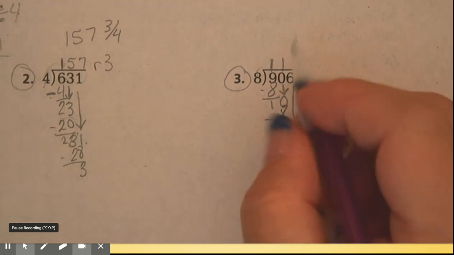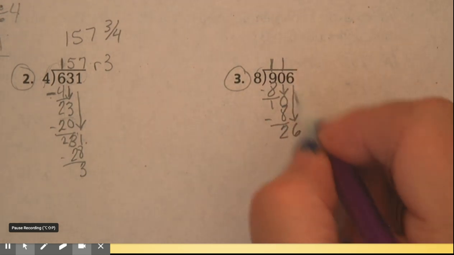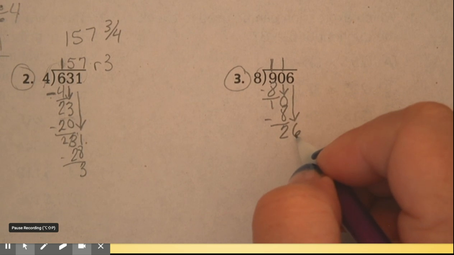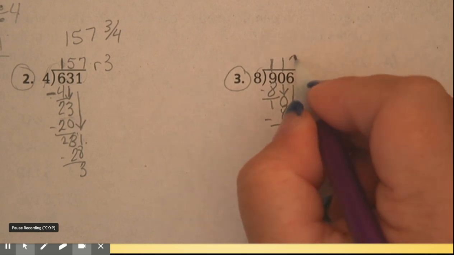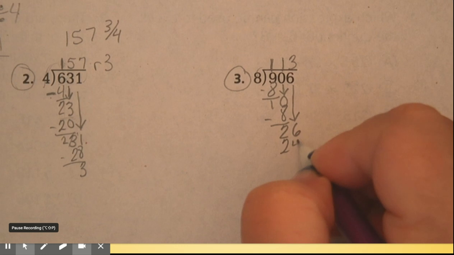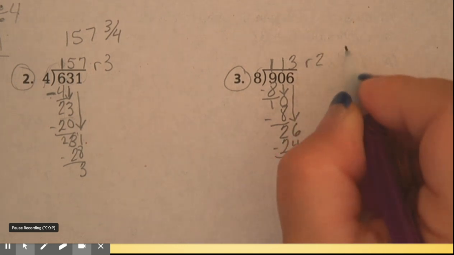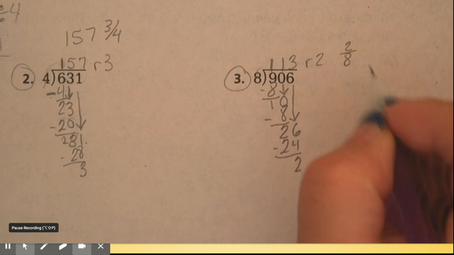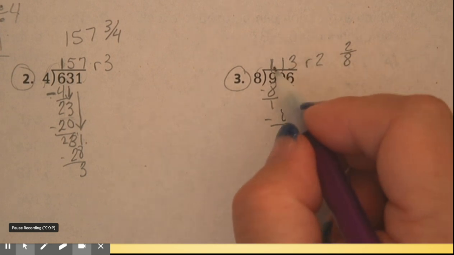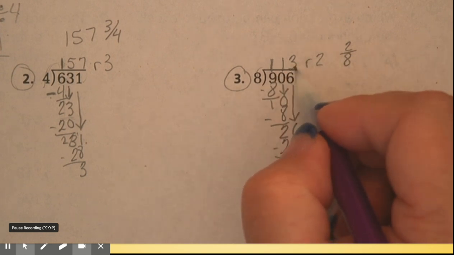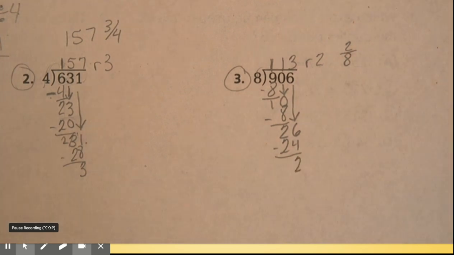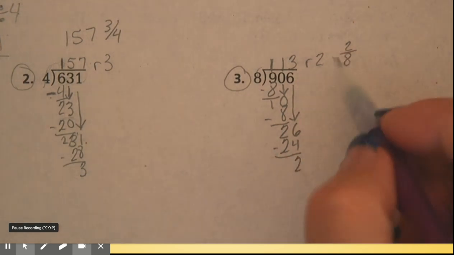26. 8 times 4, 32, too big. 8 times 3, 24, and it has 2 left over. Remainder 2 or 2/8. Either one is okay. 113, remainder 2 or 2/8. However you want to write that. You only need to pick one of them though.